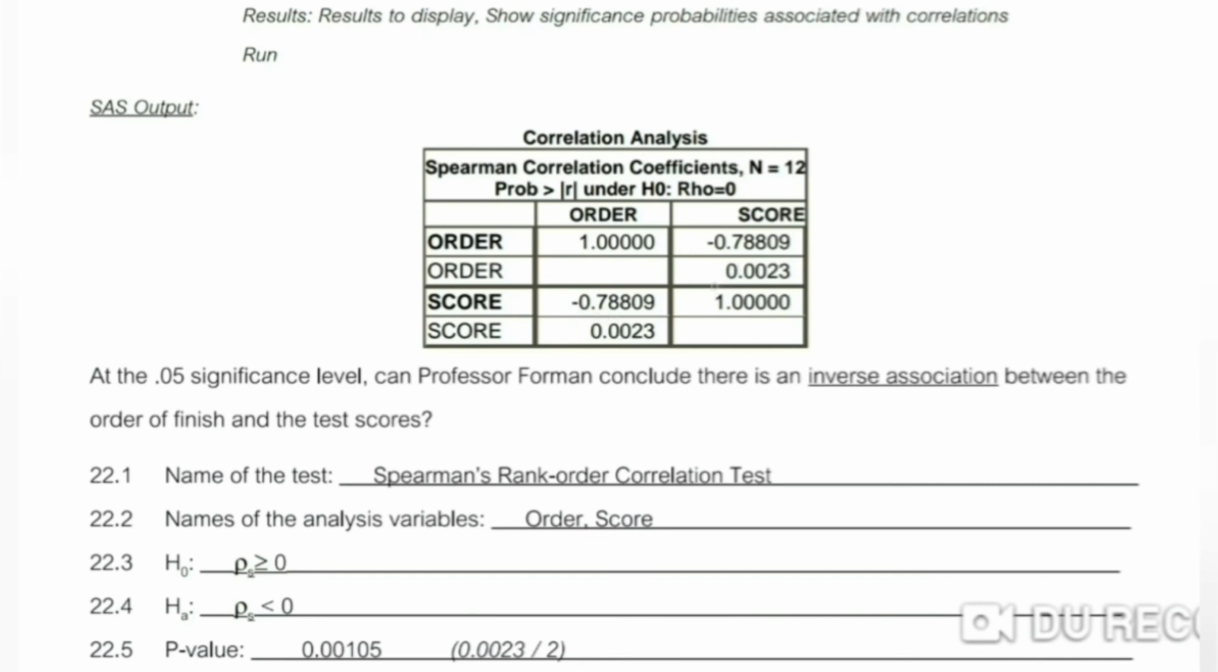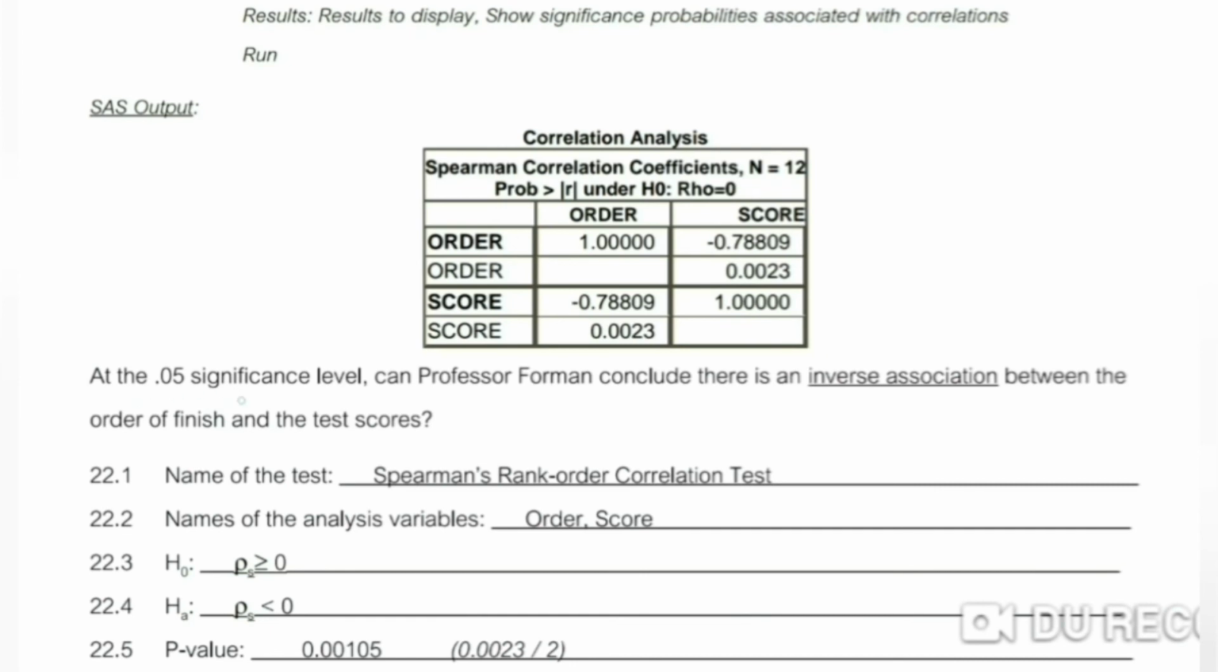Okay, in each box, the second number is 0.0023. This is the p-value, the two-tail p-value. 0.0023, two-tail p-value. Yeah, the p-value is very small. If it is very small, HA is significant.